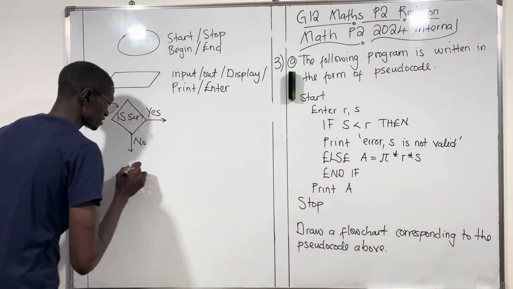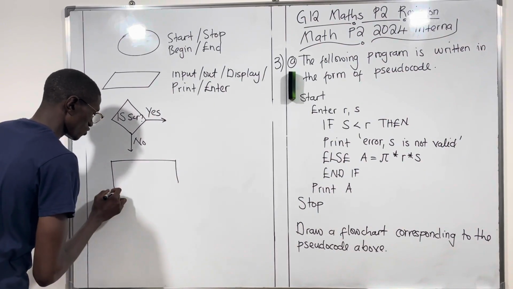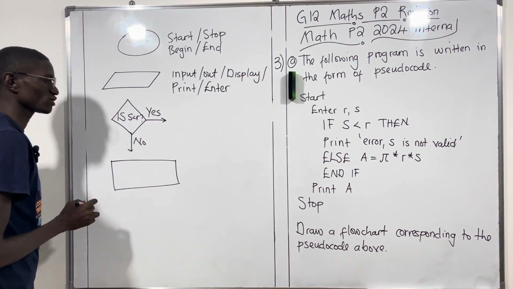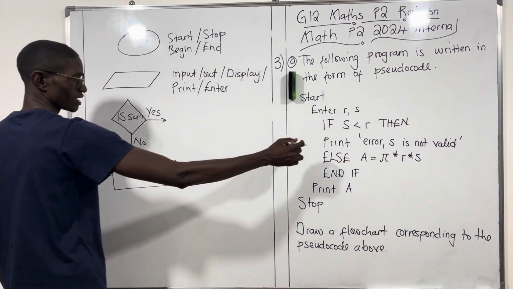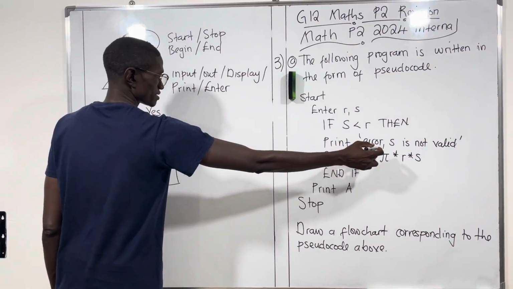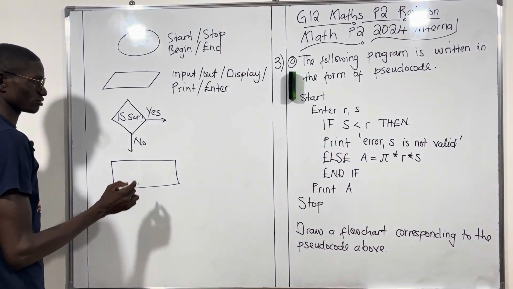And then the last shape is a rectangle. A rectangle is called an instruction box. Whenever you see a formula, you plug it in the rectangle. Like in that case, A is equal to pi times R times S. You plug that formula in that box.